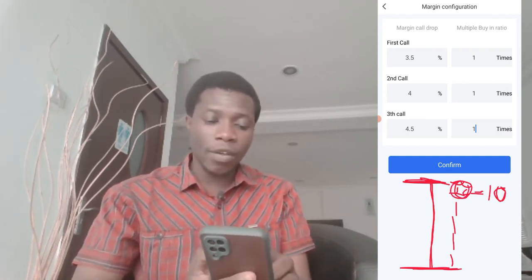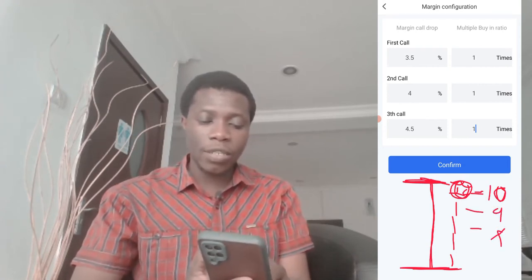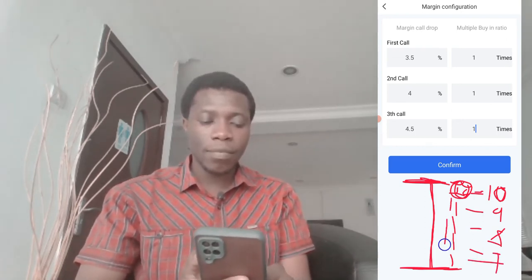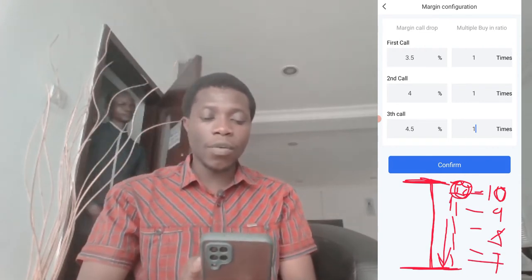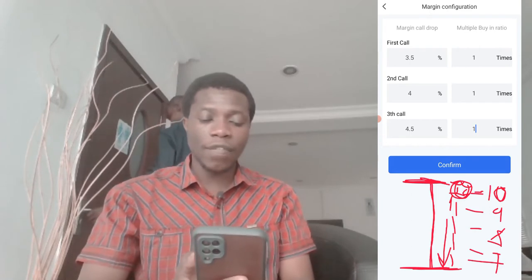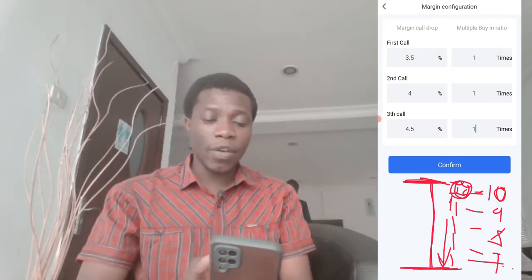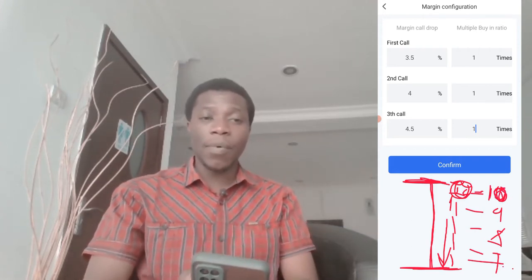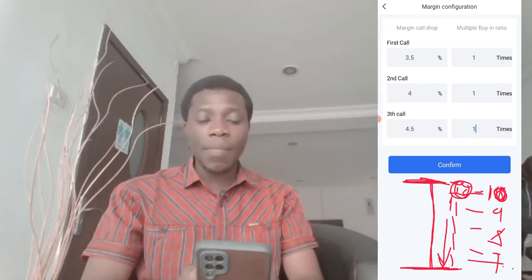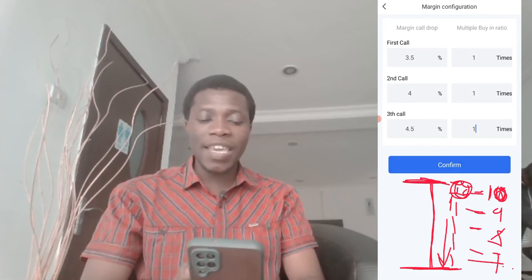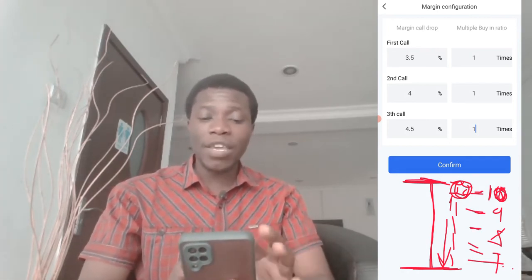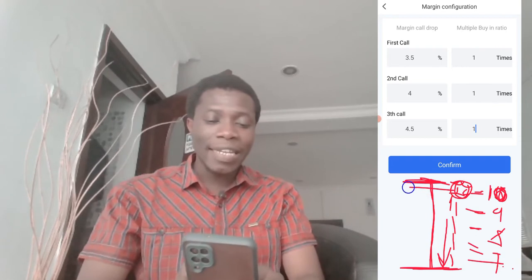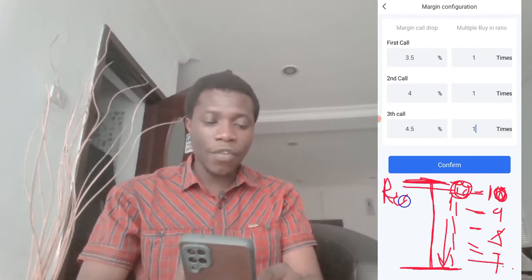So if the ball is coming down, we have minus 9, minus 8, okay, minus 7. If the ball comes down from minus 10 to 7, you will have made enough profit. Because the ball cannot stay in the air, it's not going to stay there forever. So as the ball is coming down, you are making your profit. It's very important. You are making your profit as the ball is coming down. All right, so that's just buying the recovery.